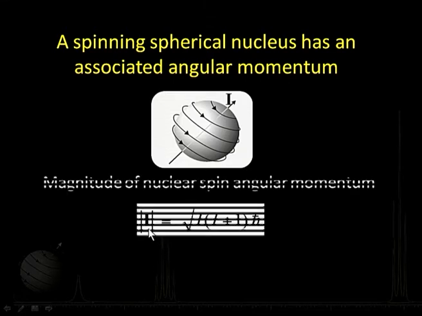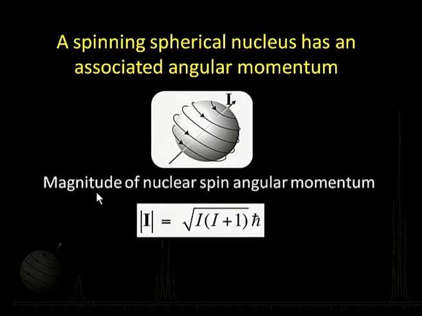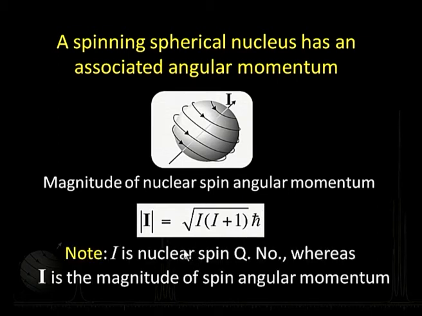The magnitude of this angular momentum is given by the following expression: I, the angular momentum, is equal to the square root of I into I plus 1, times h cross. H cross is the unit of angular momentum, and this other I happens to be the nuclear spin quantum number. So there are two I's I am using here. One is the nuclear spin quantum number, and this is the magnitude of angular momentum. Both of them are similar symbols, so please do not get confused. We have to be clear that one is a magnitude, one is a quantum number.